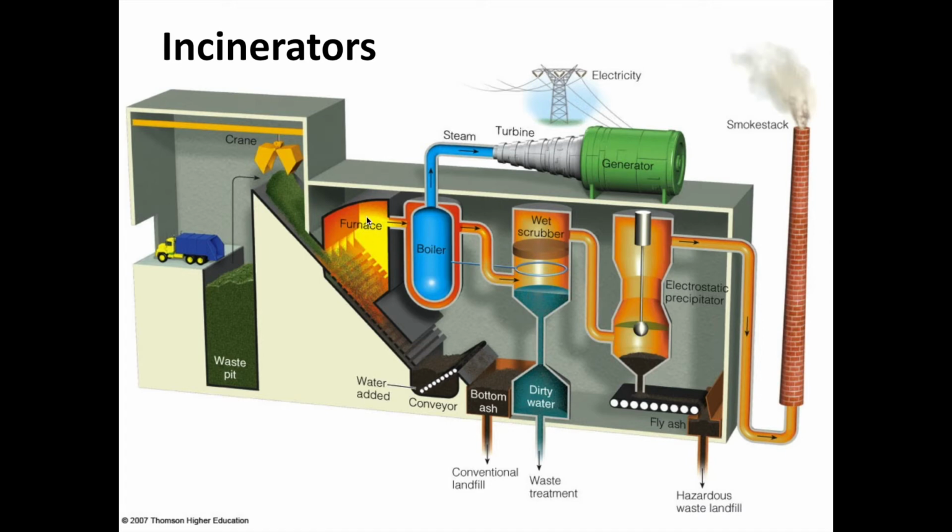The gases that are generated during the burning are going to be sent through a boiler. This is going to basically take the heat, create steam, spin a turbine, and generate electricity. And that gas is going to be sent through a wet scrubber, which uses, again, water to pull any of the aerosol fine materials out of that gas. Again, that's going to get sent to waste treatment facilities.